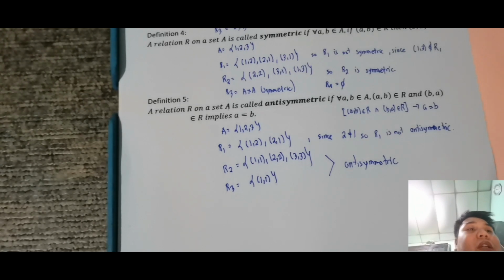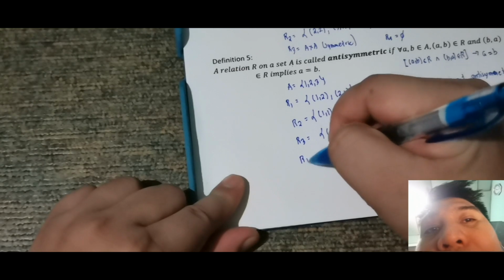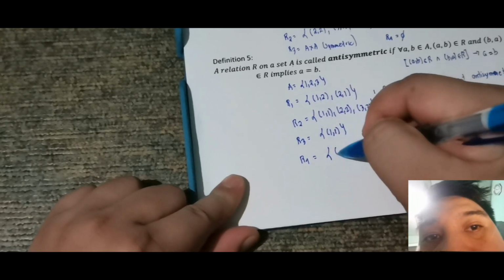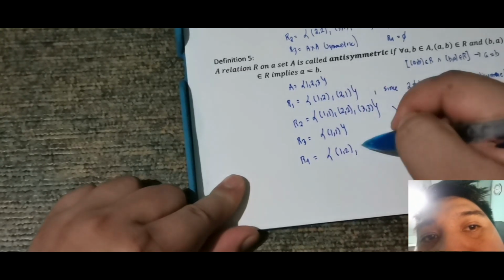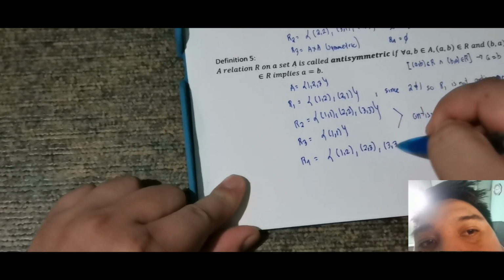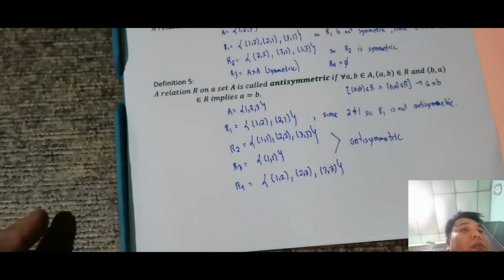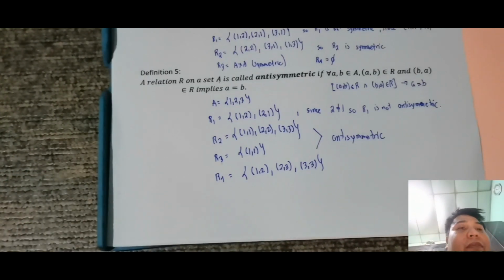Sir, bakit yun pa ibig sabihin ng definition? Bakit sinabi pa na (A, B) element of R and (B, A) element of R? Saan gusto mangyari? A equals B. Okay, ito kasi yung ibig sabihin niyan. For example, R4 is the set containing (1, 2), (2, 3), and (3, 3). Okay, ngayon, maniniwala ka. Kung ako ang sasagot, sasabihin ko anti-symmetric yan.